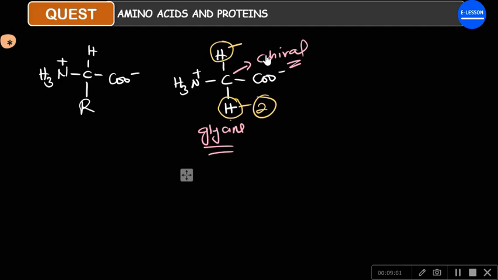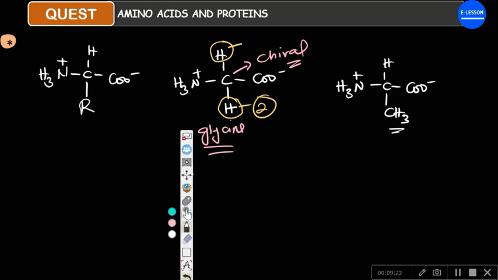Right? Now, we have other amino acids. For instance, alanine. Alanine is H3N positive, C, H, and then you have COO minus. And then, of course, you have CH3. Now, like I told you, there are about 20 amino acids. I'm not going to talk about all of them. Now, if you look at alanine, the only difference between alanine and glycine is the group here. Are you getting it now? The only difference is the what? The group here.